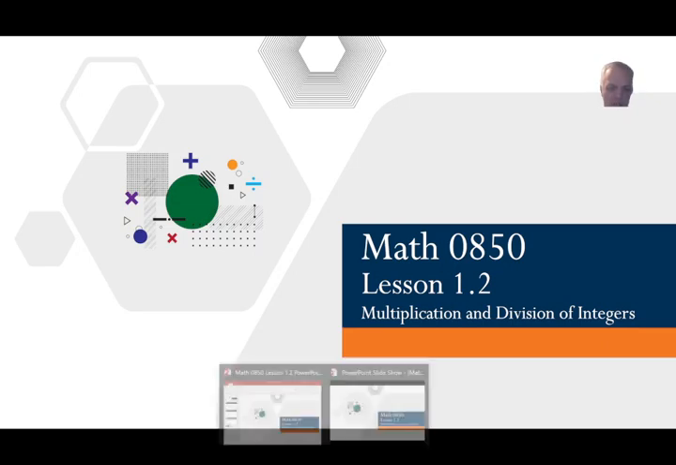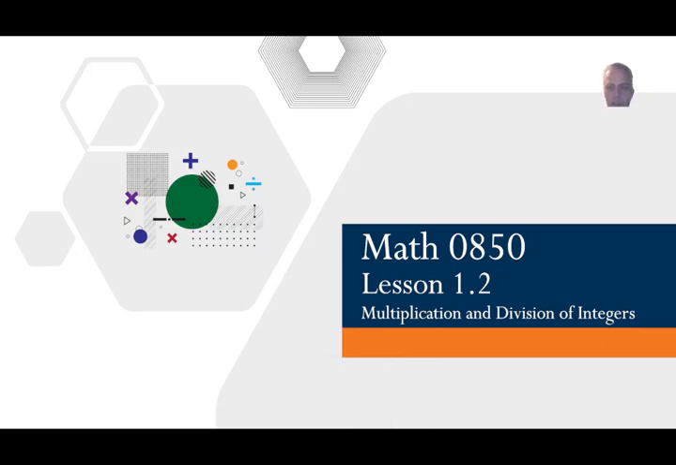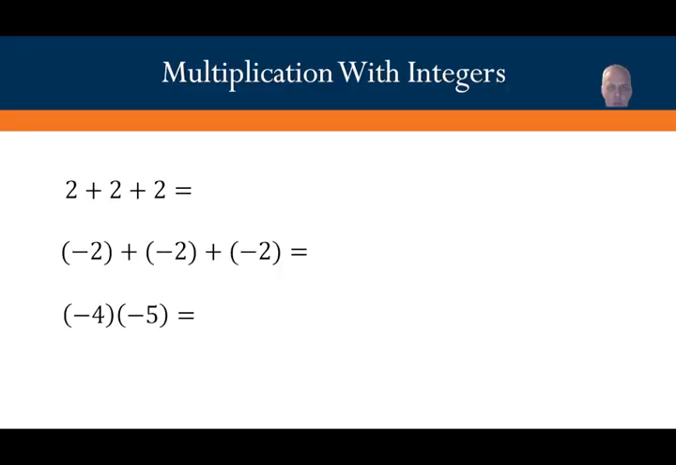This is a pretty short lesson on multiplication and division with integers. Let's get into it. Multiplication is just repeated addition. It's just a shortcut. So 2 plus 2 plus 2, there's 3 2's being added, and so that's just 2 times 3. Same thing that works with negative numbers.